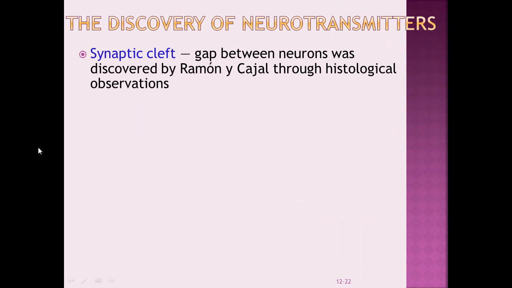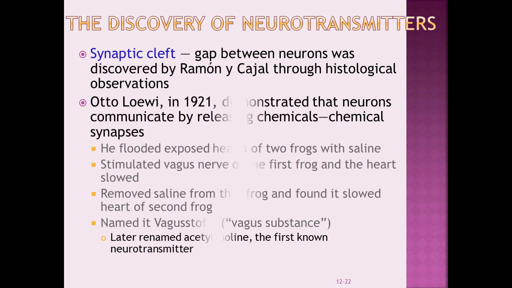Now the synaptic cleft is a gap between neurons, and it was discovered by Ramón y Cajal through historical discoveries. But then back in 1931, no later than that, Otto Loewi demonstrated that neurons communicate by releasing chemicals through the chemical synapse.